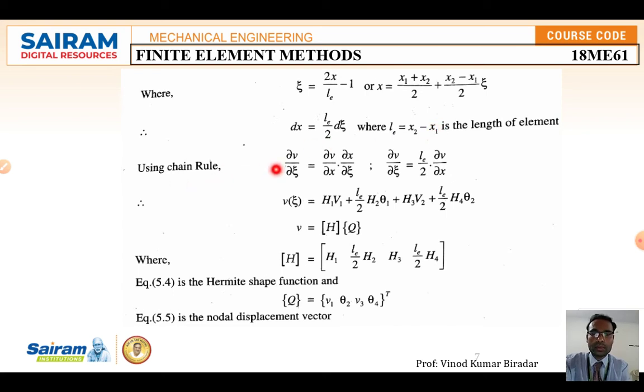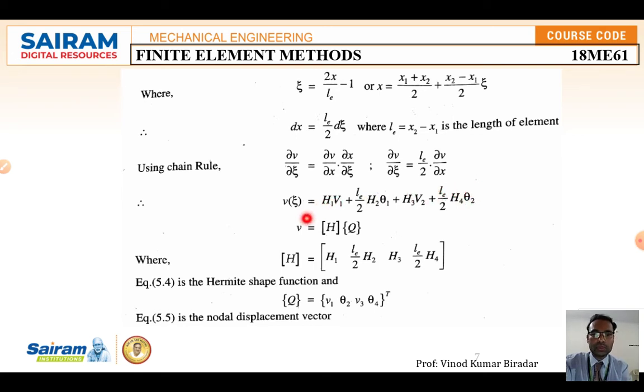Using the chain rule, dv by d zeta is equal to dv by dx into dx by d zeta. So dv by d zeta is equal to Le by 2 into dv by dx, if you simplify this. Now using this formula, the deflection is equal to H1 V1 plus Le by 2 H2 theta 1 plus H3 V2 plus Le by 2 H4 theta 2, where theta 2 is nothing but the rotation displacement.